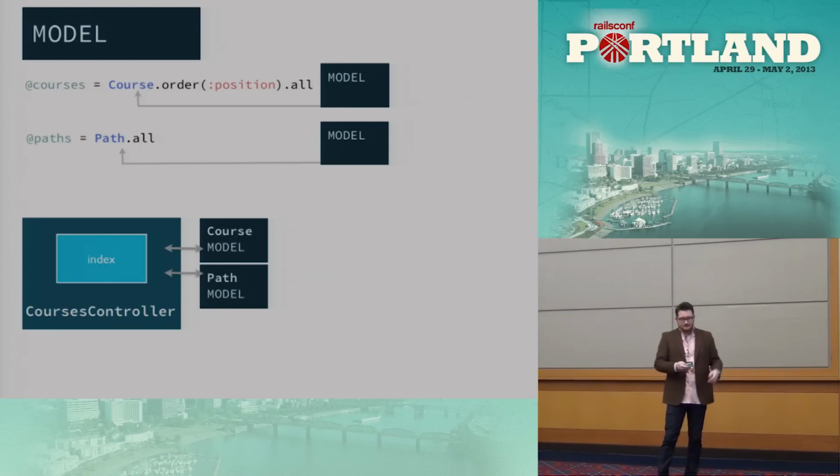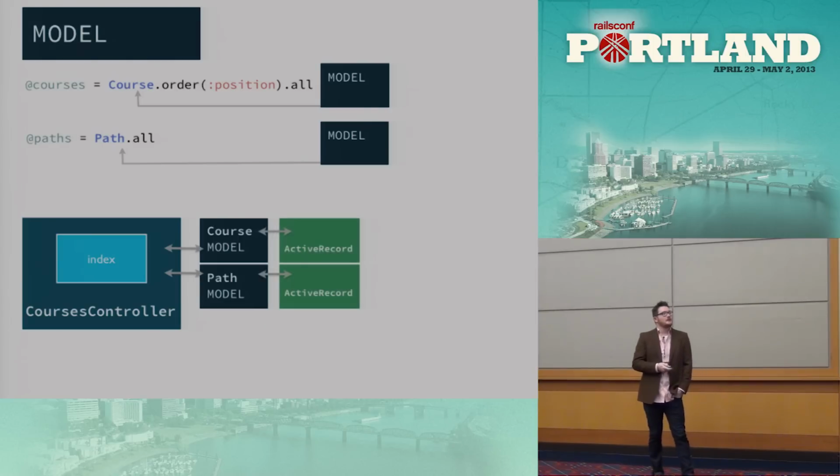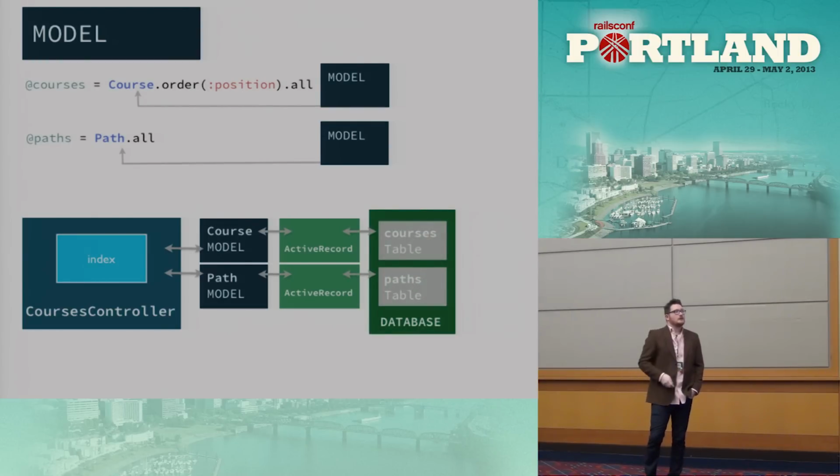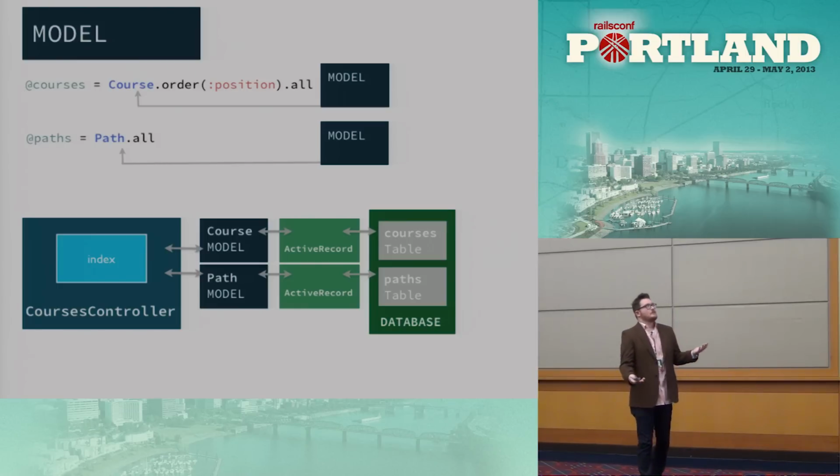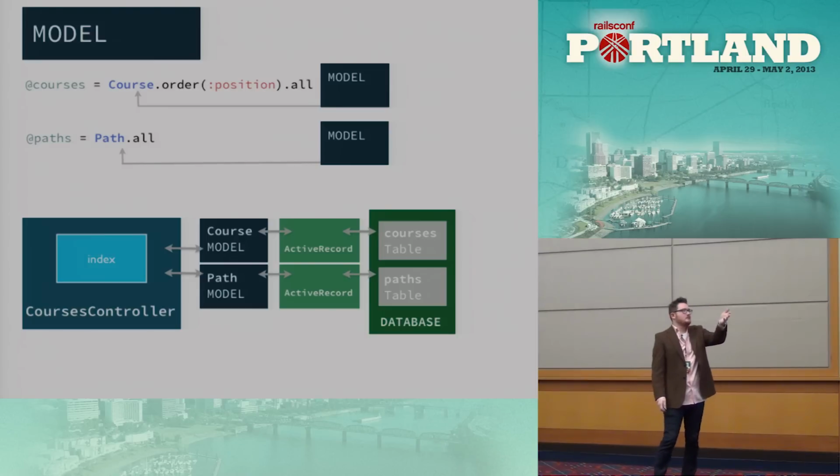So in this case, this model, the courses and path, are Active Record objects, which end up linking to tables in a database with naming convention, courses, paths. So in our action, when we're looking up the courses, we are reaching out to the database, pulling back that information, generating a list that'll then be passed out to the view to render things down.